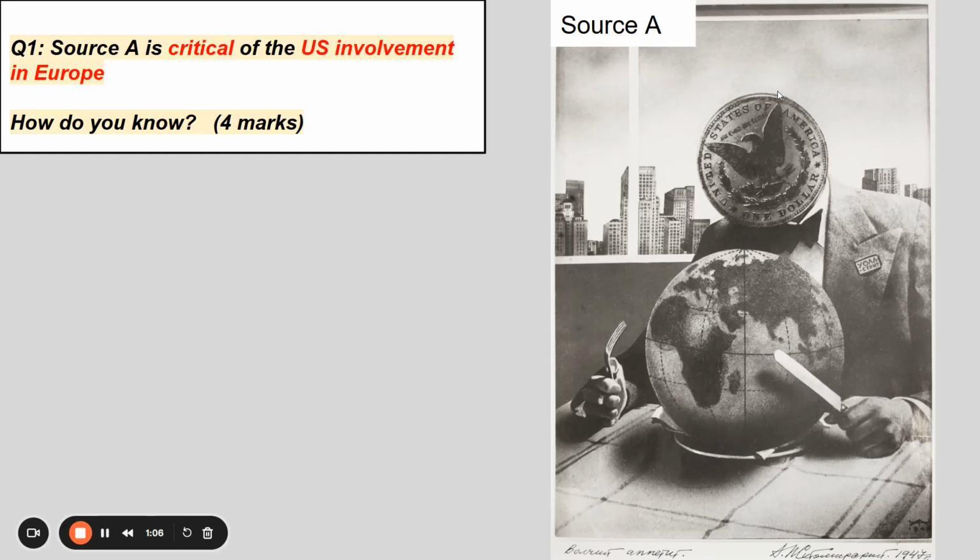So here's an example of a source, and the question here is, source A is critical of the US involvement in Europe. How do you know? So have a look at this picture, and then we'll start to analyse it.